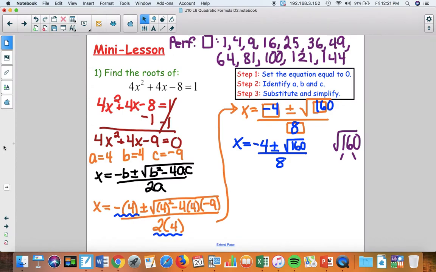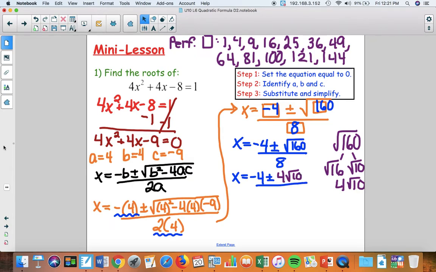So we can split this up into radical 16 times radical 10. Okay, now only one of these is a perfect square. The square root of 16 actually gives us 4. So this splits up into 4 radical 10. So in our answer, we are going to replace what we have with 4 radical 10.